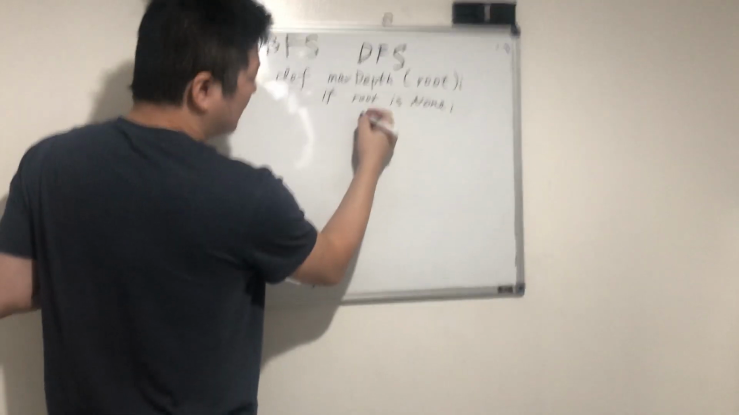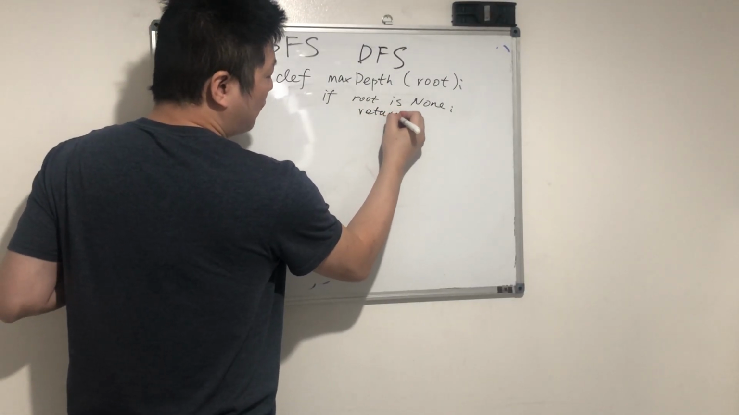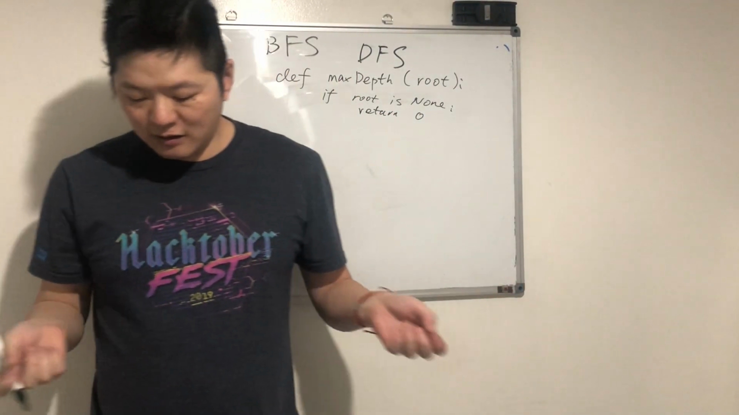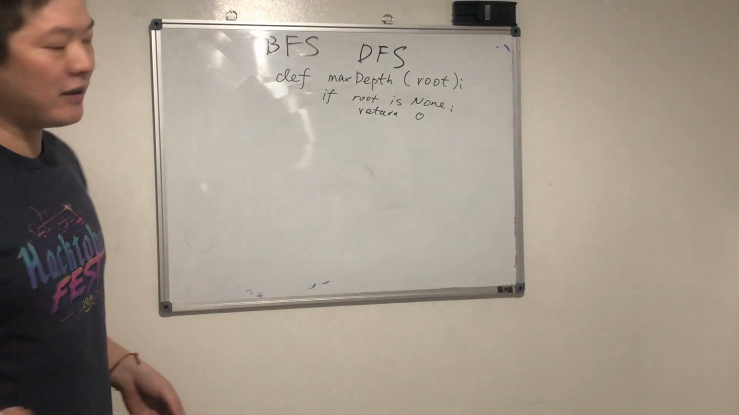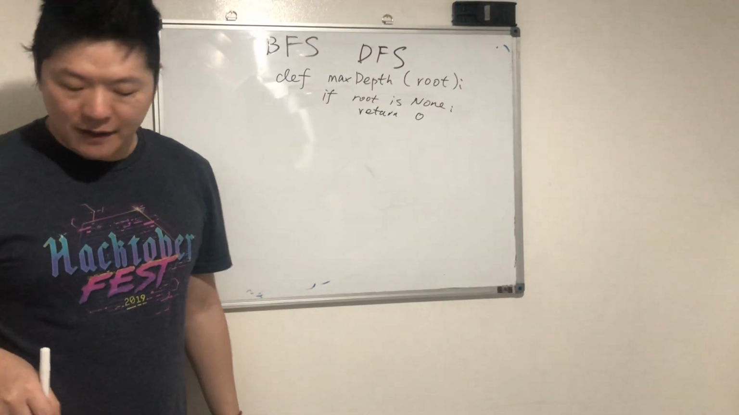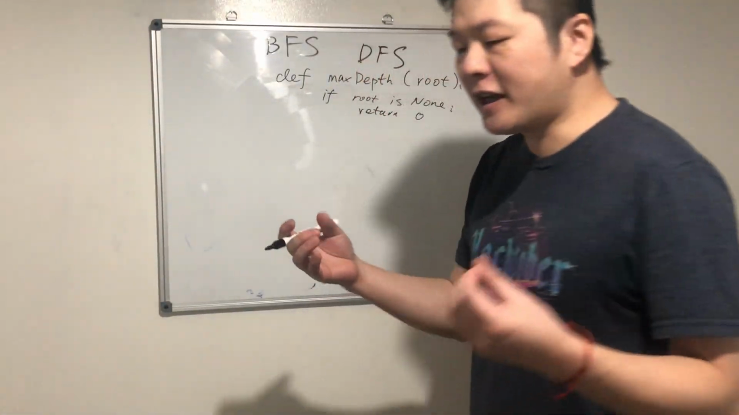So if root is none, what should we return? Return zero. And why is that? Because it's nothing. Nothing is zero depth, okay? Now we create a queue.